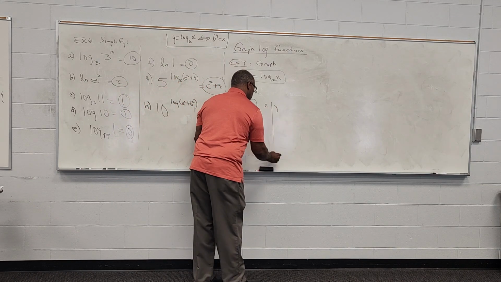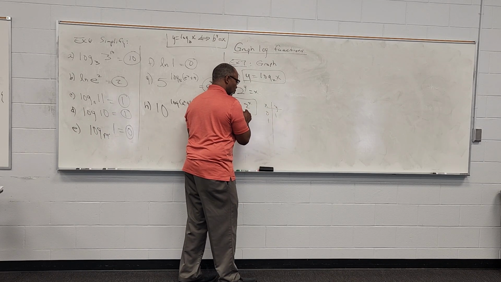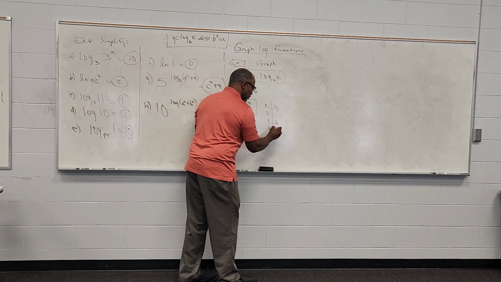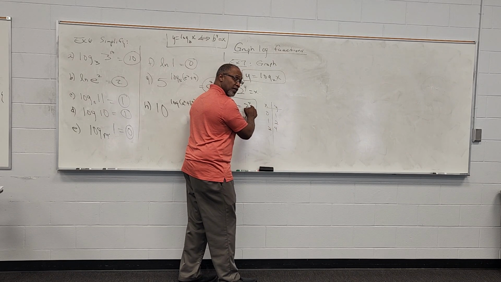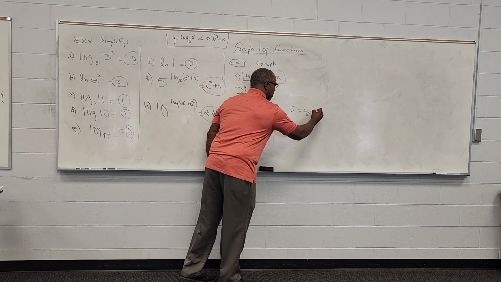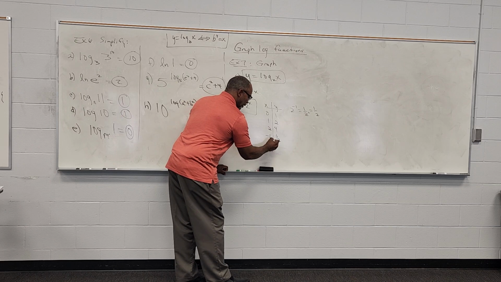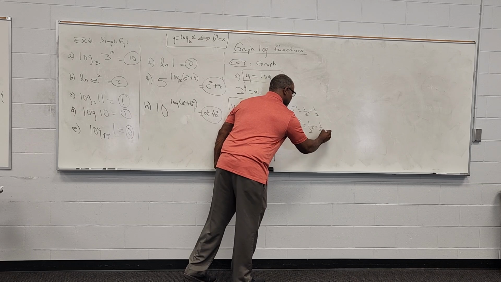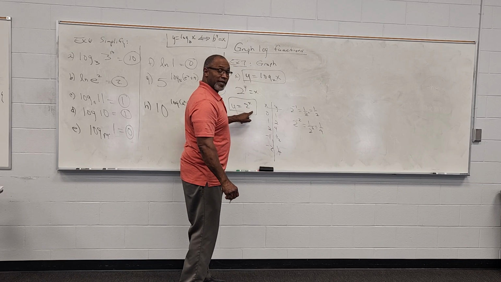So let's just get some points. We graphed this one before. When x is 0, 2 to the 0 is 1. When x is 1, 2 to the first power is 2. When x is 2, 2 to the second power is 4, right? And I can keep going. Let's do some negative. 2 to the negative 1 is 1 over 2 to the positive 1, which equals 1/2. When it's negative 2, 2 to the negative 2 is 1 over 2 to the positive 2. That's 1/4. So these are the points for y equals 2 to the x.